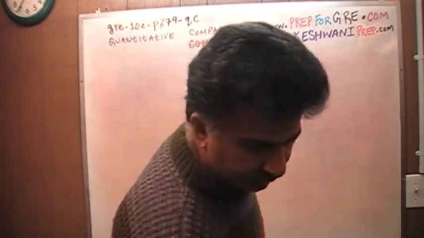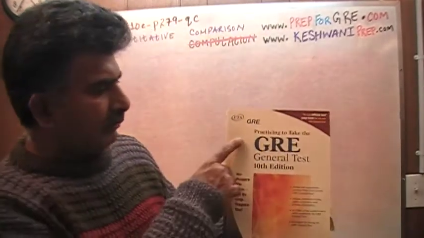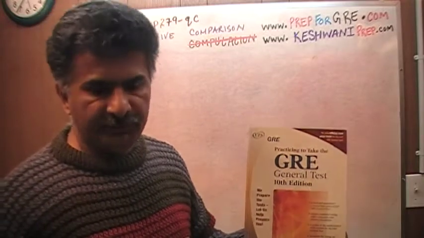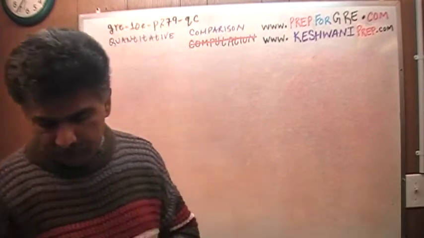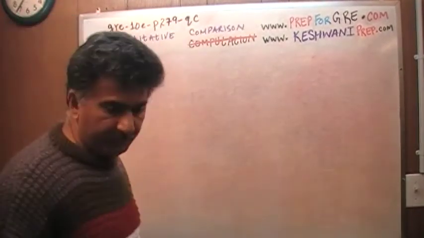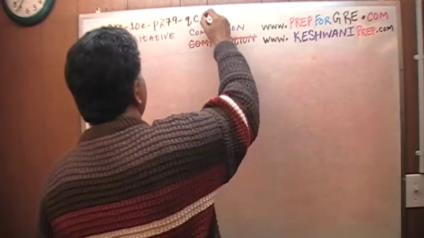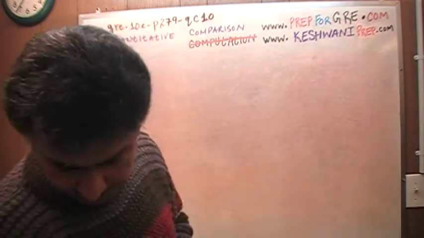Keshwani, Keshwani. I have been solving math problems for GRE out of this book here, practicing to take the GRE, the 10th edition. If you do not own this book already, purchase one immediately. The problem that I'm about to solve is the one that you're going to find on page number 279, the very last problem, number 10. Let's see what it has to say.